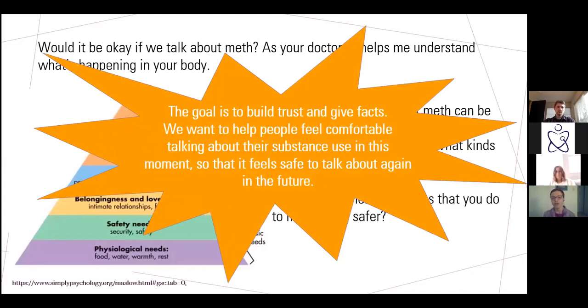And so big picture, the goal of having these conversations in the clinic or in the inpatient setting is to build trust with people and give them facts. Jessica, again, really emphasized that this encounter is probably not going to help someone completely stop meth use and move on with their lives. But a lot of people have been mistreated by the medical system. And so we try to help people feel comfortable talking about their substance use in this moment in an open, safe, non-judgmental way, so that it feels safe to talk about again in the future.